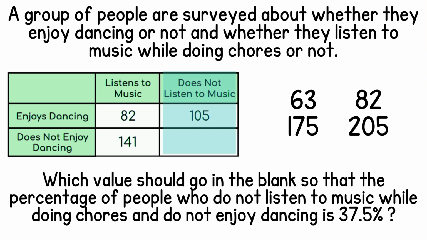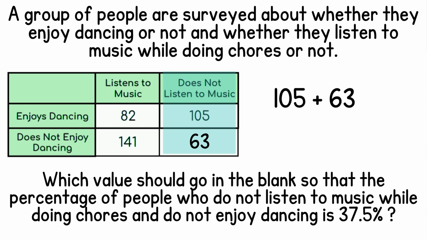So we'll be finding the total of the column of those who do not listen to music. We'll start with our first option of 63 and see if that will give us 37.5%. So if we add the 105 plus the 63, we'll get a total of 168. If we divide 63 by 168, then we get a value of 0.375, or 37.5%, which is what we were looking for. So we got lucky and our first option was the correct answer.